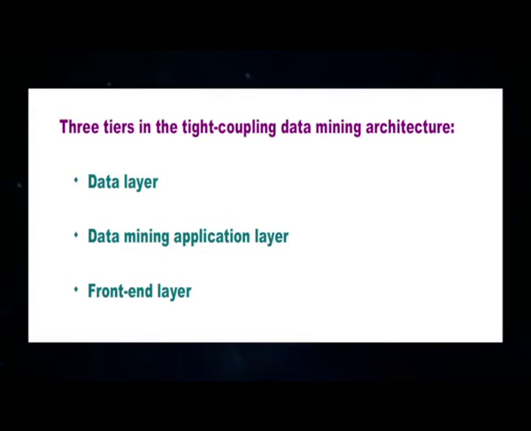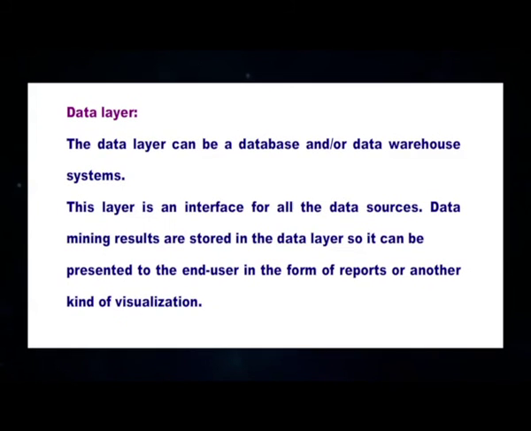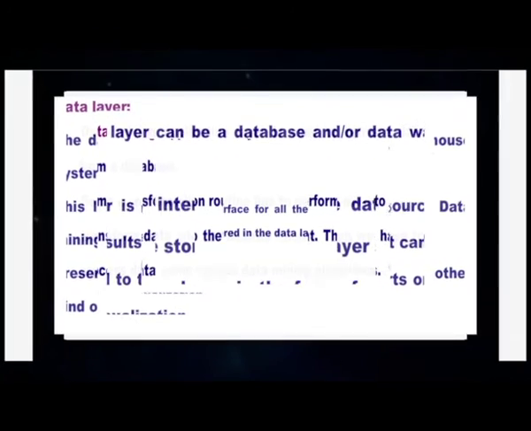Next, we are going to discuss the 3 tiers in tight coupling data mining architecture. The first layer is the data layer. The data layer can be a database and or data warehouse system. This layer is an interface for all the data sources. Data mining results are stored in the data layer, so they can be presented to the end user in the form of reports or another kind of visualization.